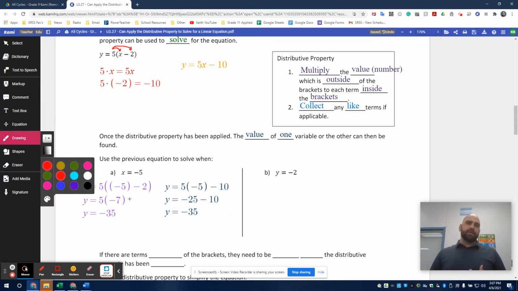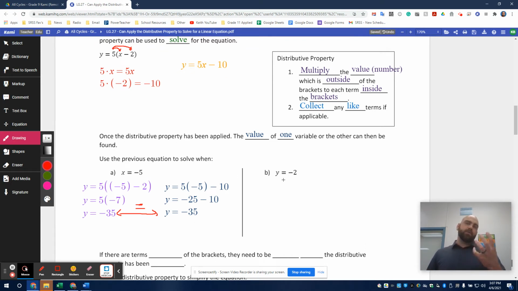So what we can see here is that we have the exact same thing. These are equal to each other, even though we used different variations of the formula. The first one is the original formula. This one is our distributive property formula.